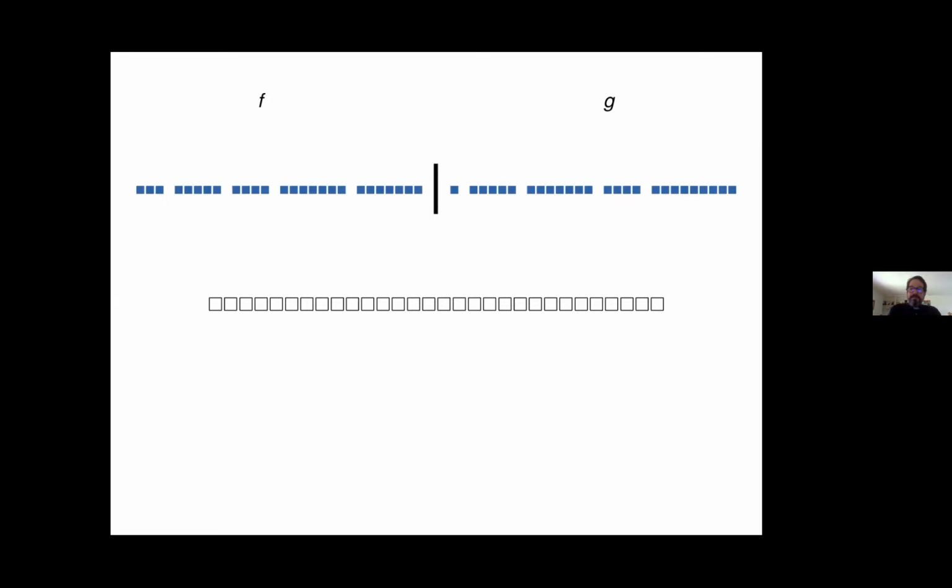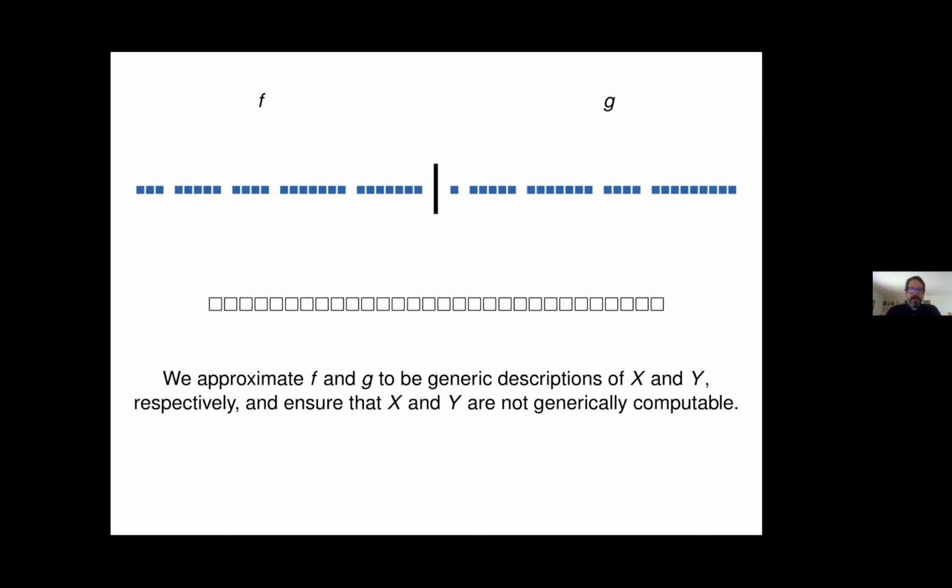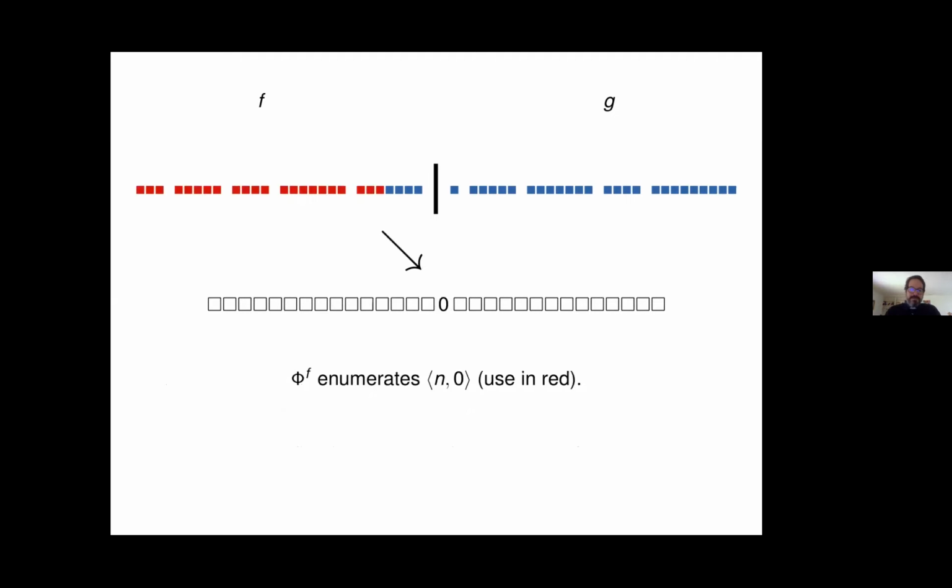They have a few holes. And then there's a set in the bottom there, which they might be both phi F and psi G might both be generically described. So we approximate F and G to be generic descriptions of X and Y, respectively, and we ensure that X and Y are not generically computable. And at the same time, we monitor these phi F and psi G, and we build our computable H to describe the same thing that phi F and psi G do, as long as they both describe the same thing.